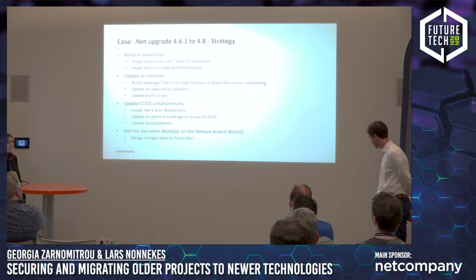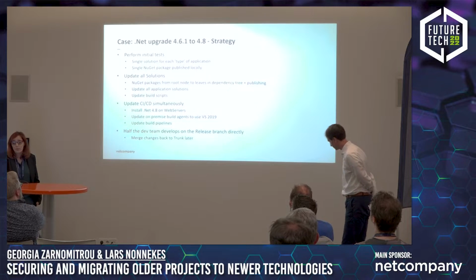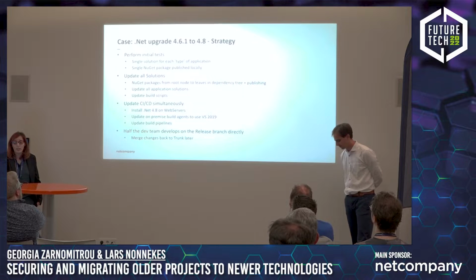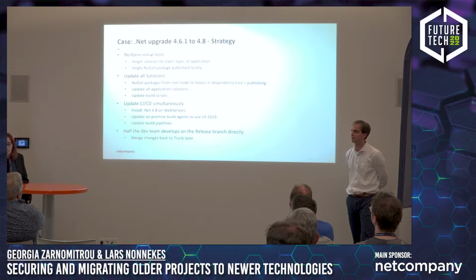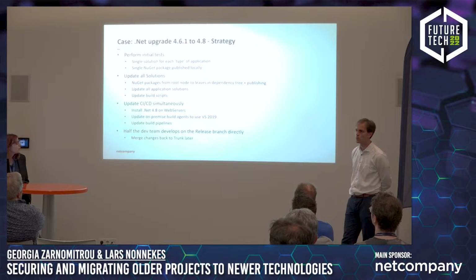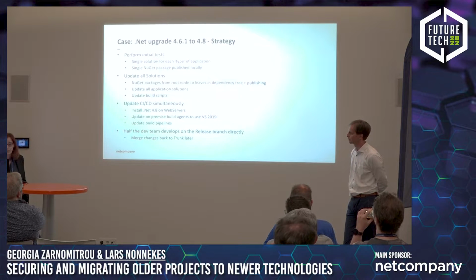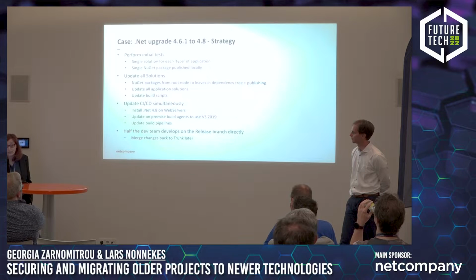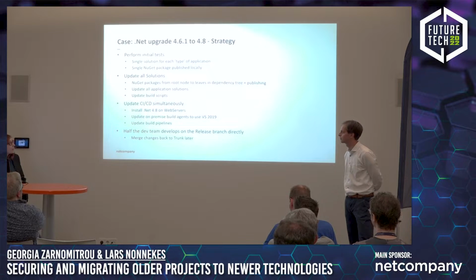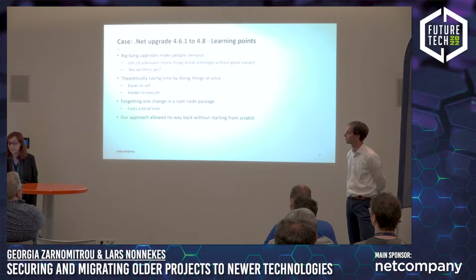We also have a lot of build scripts that are used during development and during release. Those also needed to be adjusted. And on the operations side, we had to upgrade and adjust our CI/CD pipelines, meaning that we had to install .NET 4.8 framework on our web servers, update the on-premise build agents so they would use Visual Studio 2019, and update all of our build pipelines. And to cover the last challenge, half of the team was working on the release branch and trying to do this upgrade, and the other half was continuing with developing the features for our project.